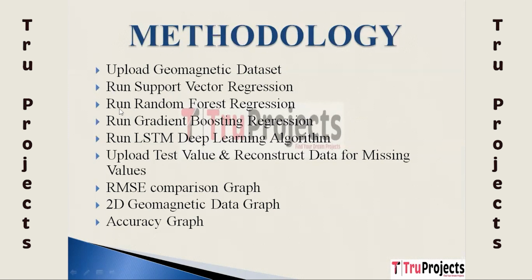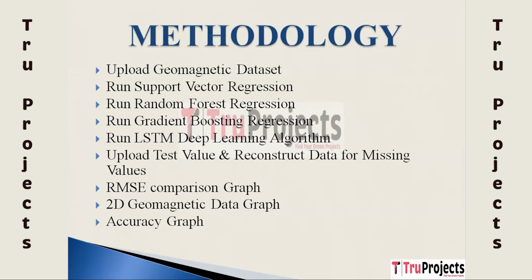The third module is Run Random Forest Regression. Here we will employ random forest regression, a technique involving multiple decision trees. Each tree provides its own prediction, and the final result is an aggregate of these individual predictions. The algorithm prevents overfitting by limiting the number of features considered at each node and using random sampling of data to build the trees.